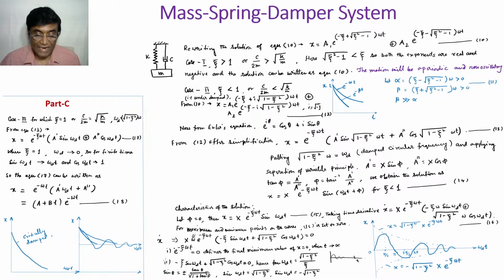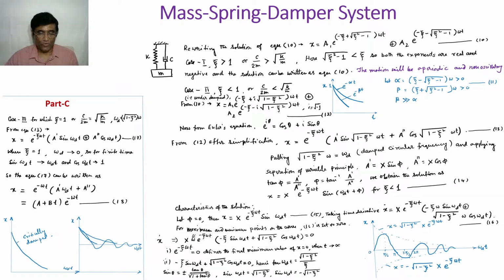So this signifies that when this will be 0, then the amplitude of oscillation, that is x, will be 0. And then when this will be 0, this is going to give me a very interesting thing. This is actually, you see, minus zeta sine omega dt plus root over of 1 minus zeta square cosine omega dt equal to 0. And from here you can calculate tan omega dt, which is equal to root over of 1 minus zeta square by zeta.